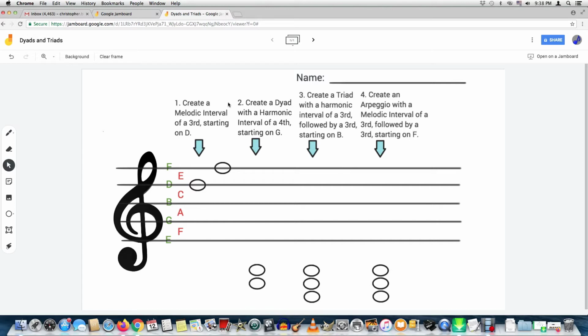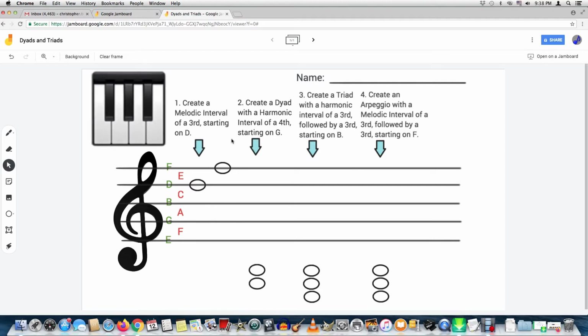Now, a dyad is simply 2 notes that are played at the same time. And it's always 2 notes. It's not more than 2. It's not fewer than 2. A dyad always involves 2 notes being performed at the same time. So if you can imagine yourself walking up to a piano and pressing 2 keys at the same exact time, that would be you performing a dyad.